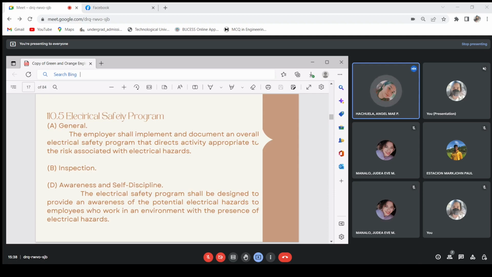Letter D is awareness and self-discipline. The electrical safety program shall be designed to provide an awareness of the potential electrical hazards to employees who work in an environment with the presence of electrical hazards. So here, the program shall be developed to provide the required self-discipline for all employees who must perform work that may involve electrical hazards. The program shall instill safety principles and controls.